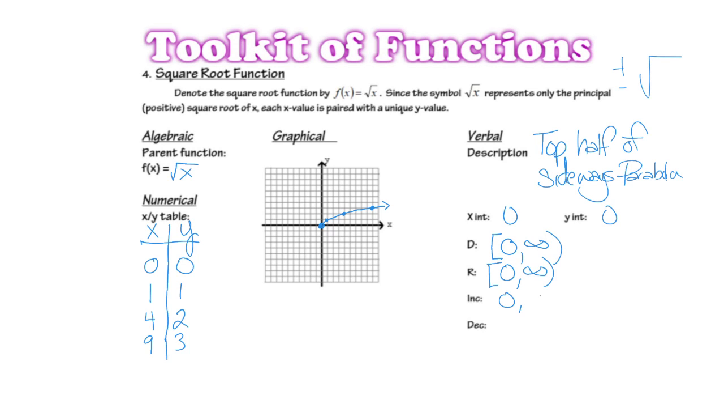Now, actually, when we do increasing and decreasing, we don't get caught up on whether they're parentheses or brackets. That's only on domain and range. So we always use parentheses on the increasing and decreasing.